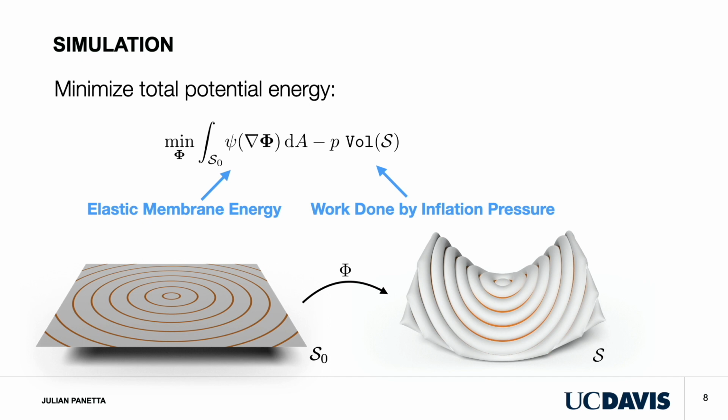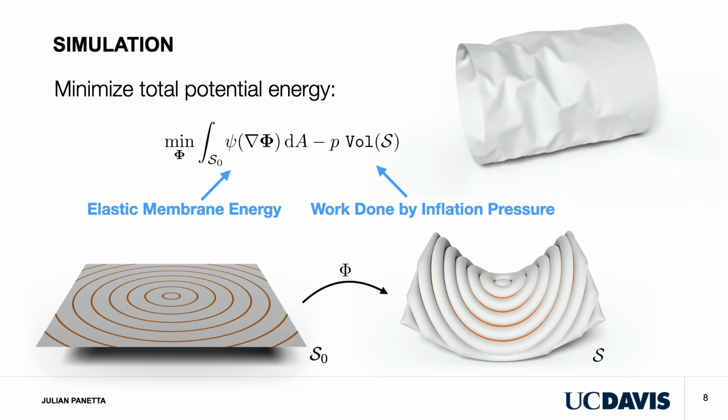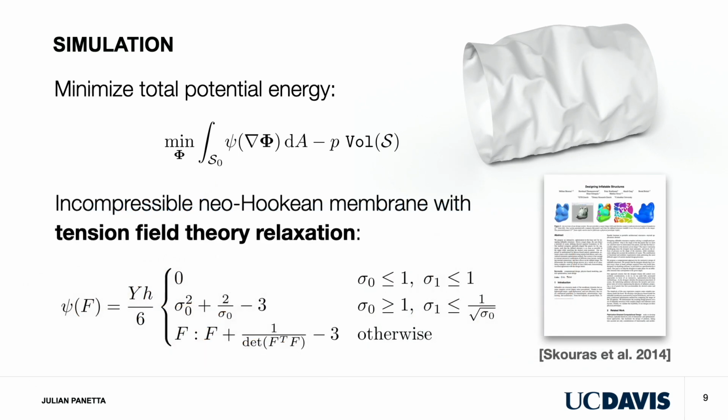Since our sheets are nearly inextensible, we found the precise choice of material model not to significantly influence the inflated shape. However, it is important to properly model the tendency of the thin sheets to wrinkle under compression rather than resist it. Following the approach proposed by Melina Skouras and her colleagues in 2014, we use an incompressible neo-Hookean energy with a tension field theory relaxation for psi.